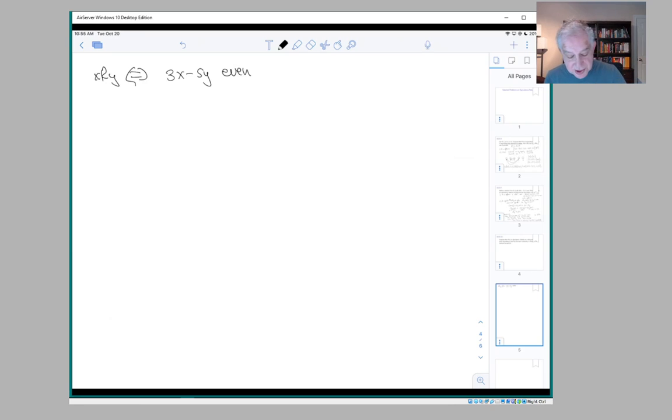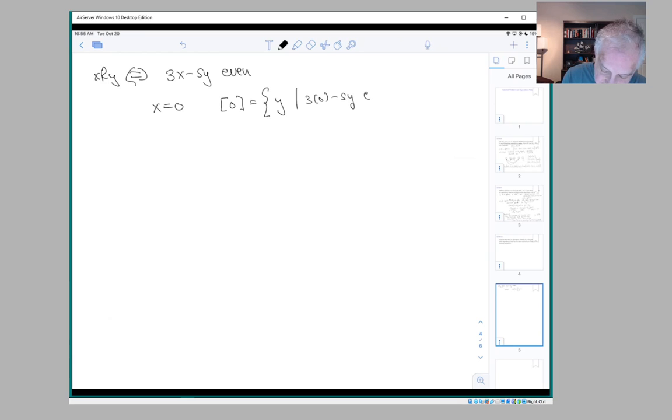So let's just do some examples. So suppose x is 0. What is the equivalence class of 0? Well, it's the set of y such that 3 times 0 minus 5 times y is even, which is the collection of y such that 5 times y is even. But the only way 5 times y can be even is if y is even. So the equivalence class of 0 is just the collection of even integers.